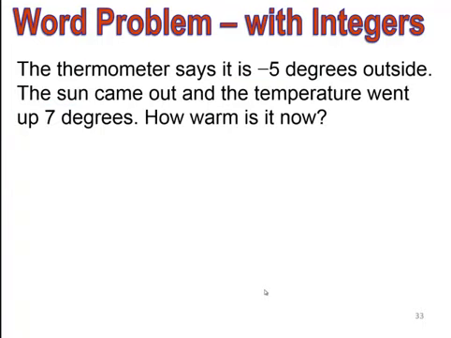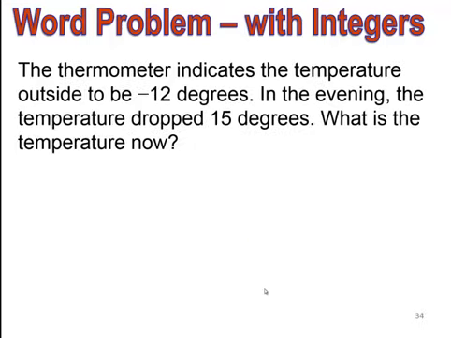Pause and try. In this case, you see that the thermometer says that it's -5 degrees outside. The sun comes out, and the temperature went up, which means you're going to add 7 to that -5. How warm is it now? In this case, you see different signs, so you're going to subtract and keep the sign of the higher number. So we end up with +2 degrees.